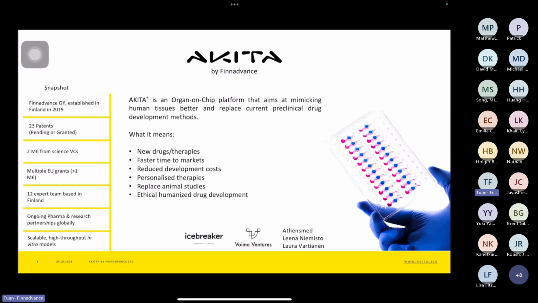With 12 experts in the team, ranging from engineers, scientists, doctors, and also business developers, we aim to bring the technologies of microfluidics and organ on chips to accelerate preclinical drug testing. With that, we aim to have a high throughput and scalable in vitro model to support new drug therapies development and bring them faster to the market, and also to really aim for personalized medicine.